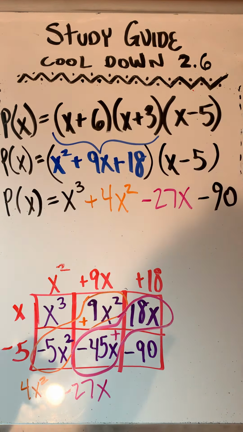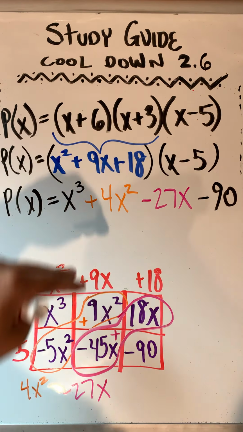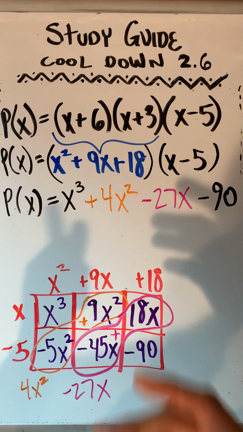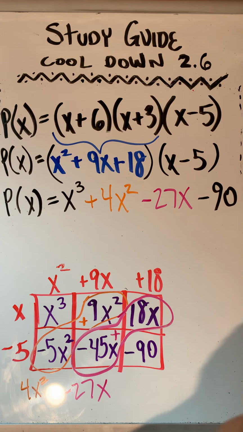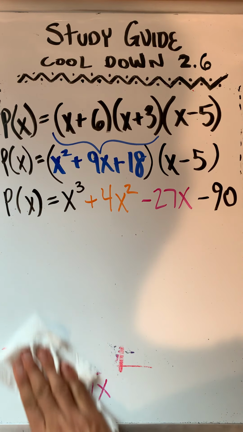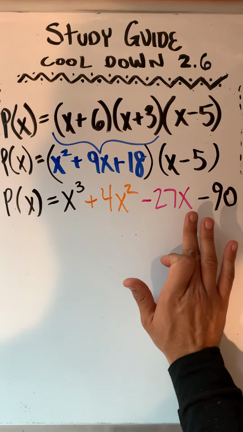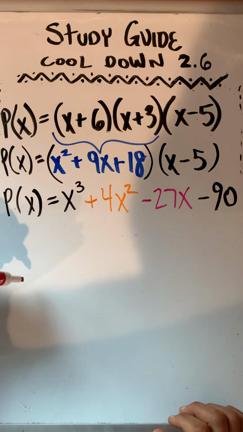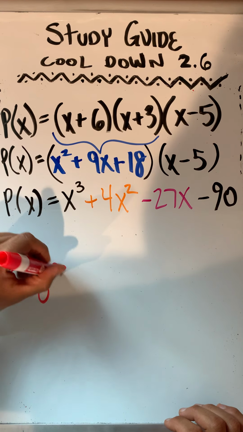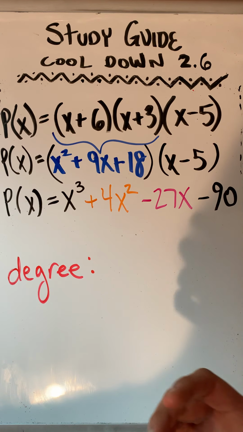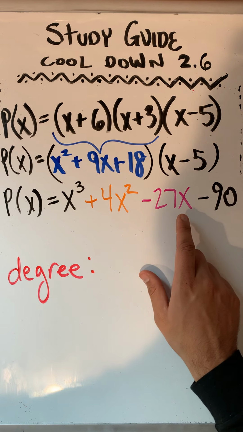Okay, so we are done multiplying and showing our calculations here. And there were 2 boxes that we had to create. Now the last part of this cool down is going to ask you to determine the degree of this polynomial. So I'm going to erase this lovely box. Okay, so in order to determine the degree of the polynomial, you need to look at all the x's, or sometimes they have other variables like an a or a b or a c, but basically identify the variables.